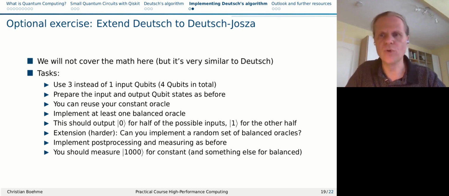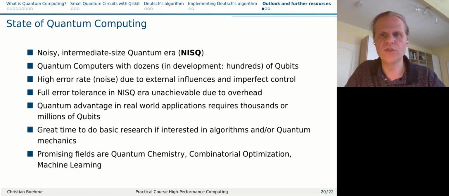Yeah, that's the task. But there's not enough time right now. So I just want to give the last 2 slides where I wanted to say a little bit about the state quantum computing is in. That's typically called the noisy intermediate-scale quantum era, which is a term coined by John Preskill, who's one of the best-known researchers in the area of quantum computing. He termed this the noisy intermediate-scale quantum era.